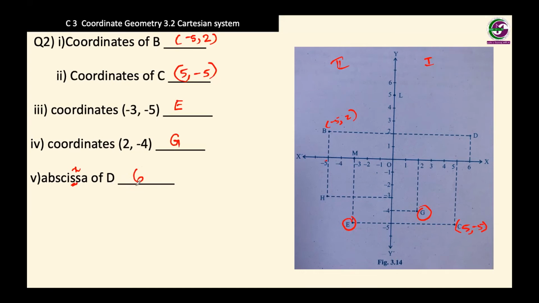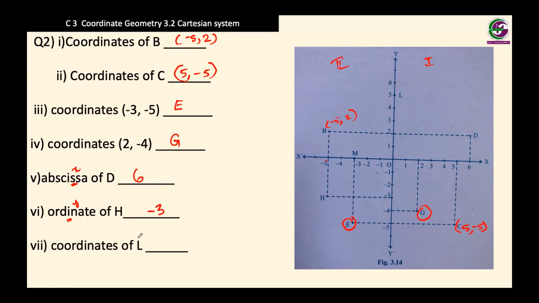So only 6. Ordinates of H. Ordinate means there is no S, so it is the Y value of H. H is here, Y value, not X, Y. So it is -3. Don't write both, only the Y value.